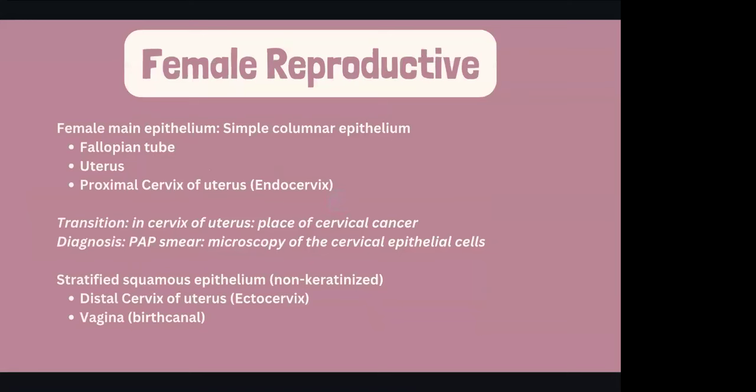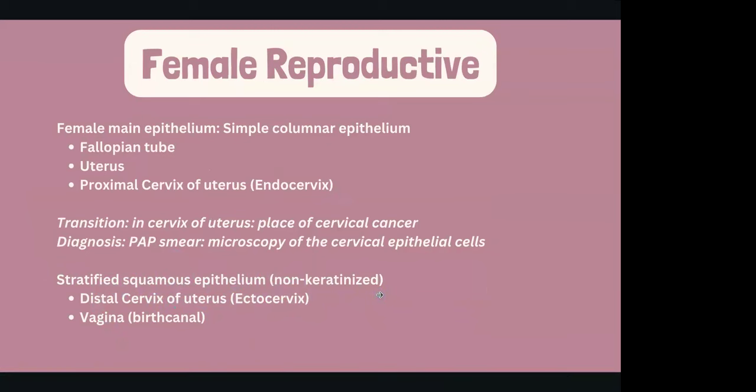Now, moving on to the female reproductive system. The main idea is that the epithelium is simple columnar epithelium. This is seen in the fallopian tube, the uterus, and the proximal part of the cervix, because the cervix is divided into two, endocervix and ectocervix. So endocervix, you have the simple columnar. And then when you move over to the distal part of the whole system, you have ectocervix, which is stratified squamous epithelium, non-keratinized, and then the vagina, also stratified squamous epithelium, non-keratinized.